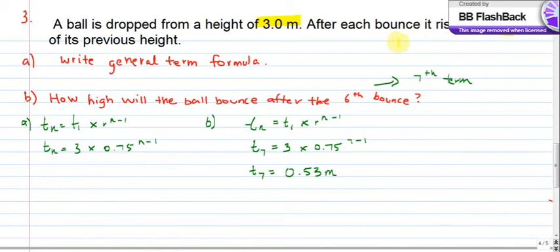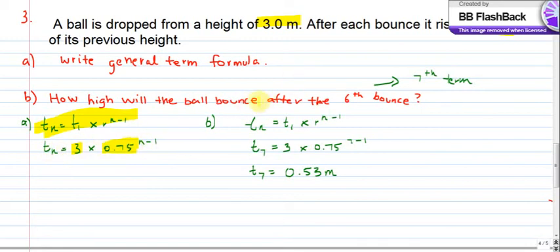So A is asking us to write the general term formula. Again, always just write down the formula in the beginning. T of n equals T1 times r to the power of n minus 1. And just fill in T1 and r. We know that the first term is 3 because it's dropped from 3 meters. And every time it bounces, you get 75% of the number from the bounce before. And then we leave n because that's the variable you want to substitute.